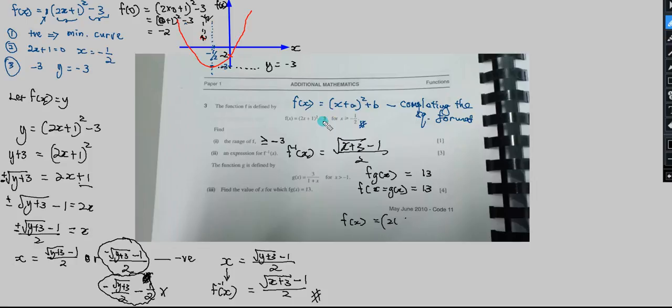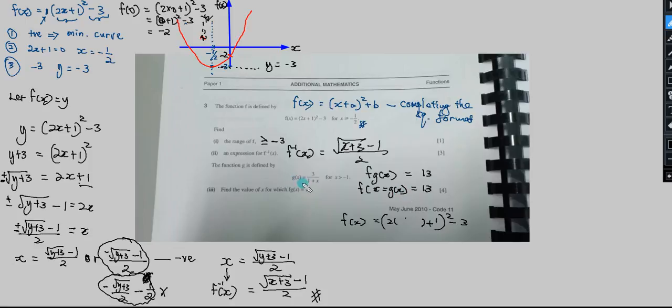The f function, the 2x here. I'm going now to write in the x first. I leave it empty. Plus 1, whole thing squared, minus 3. So f(g(x)) means f where the x of the f function is going to be replaced by the whole g(x) function. In other words, the x in the f function will be replaced by the g(x) function.